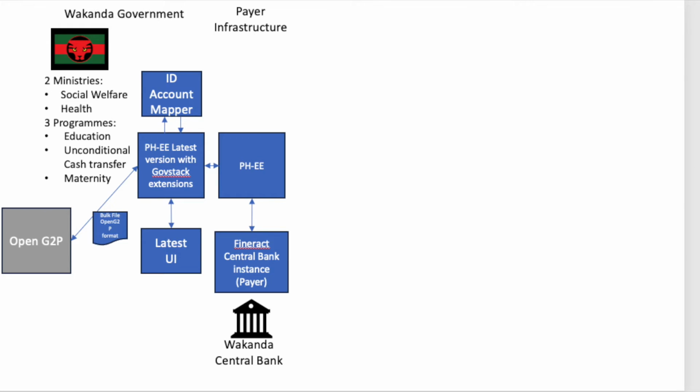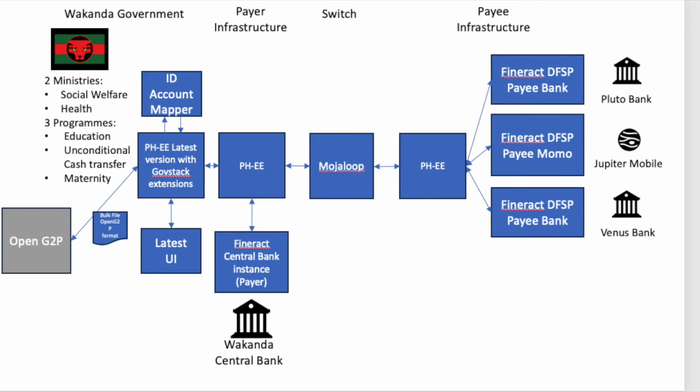The Central Bank of Wakanda uses Fineract DPG as its core banking system. The regional switch is provided by Moduloop, which was deployed within the region. This switch has connections to DFSPs that the beneficiaries have accounts with. The payees could be a range of Momo or bank accounts. In this instance, they're also using Fineract for their core banking systems.